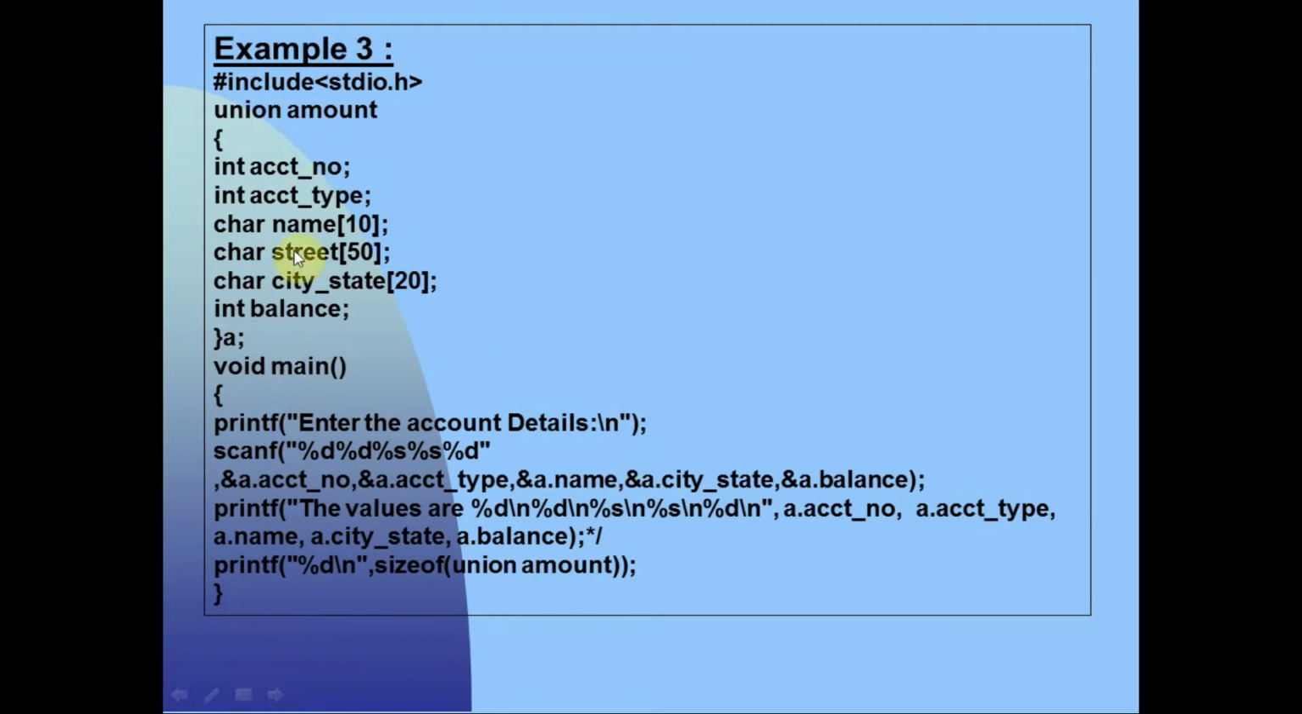This is another example of a union. Here union is a keyword and amount is the union variable name. Here the data members are accessed through the union variable name.